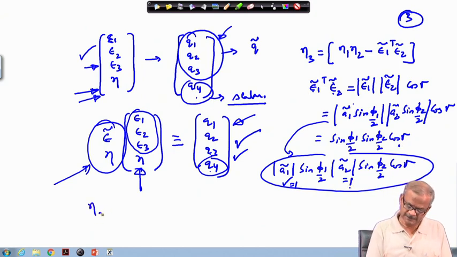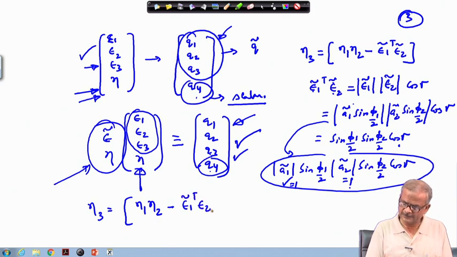So, your eta 3, the composite rotation angle, which is the cosine we have expressed in terms of the cosine. So, this is given by eta 1 eta 2 minus epsilon 1 tilde transpose epsilon 2 tilde.